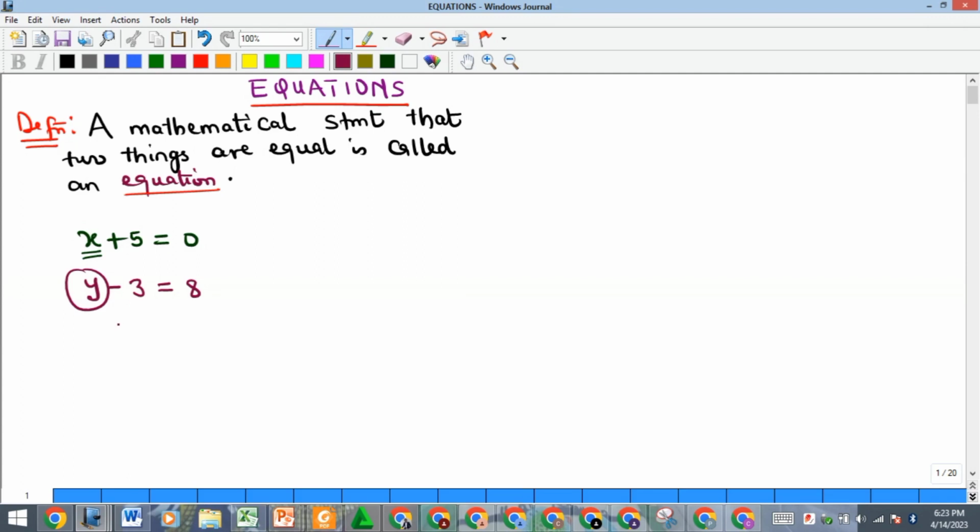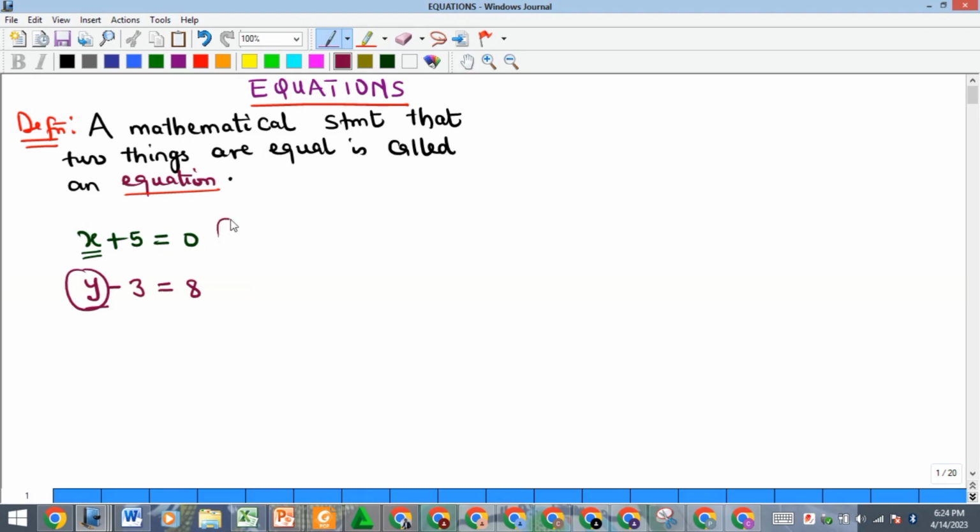So simply put, solving an equation simply means looking for the value that is unknown. If I don't know the value of y and I'm looking for it, to solve this equation simply means to find the value of y. And to do all of that is very simple.